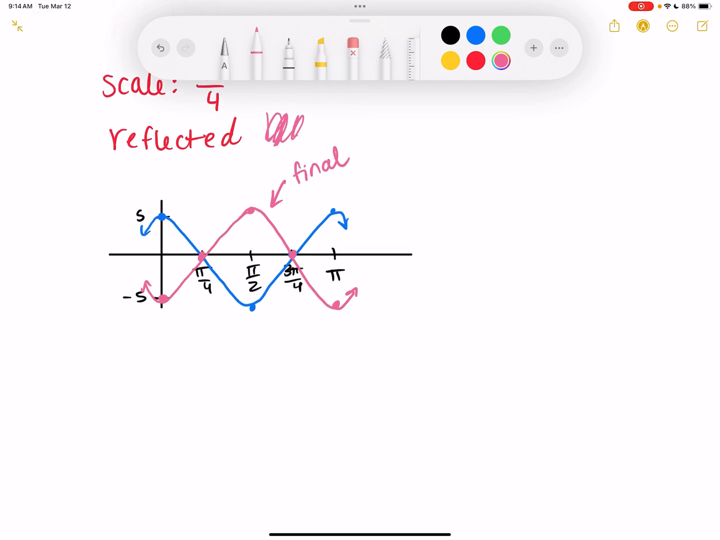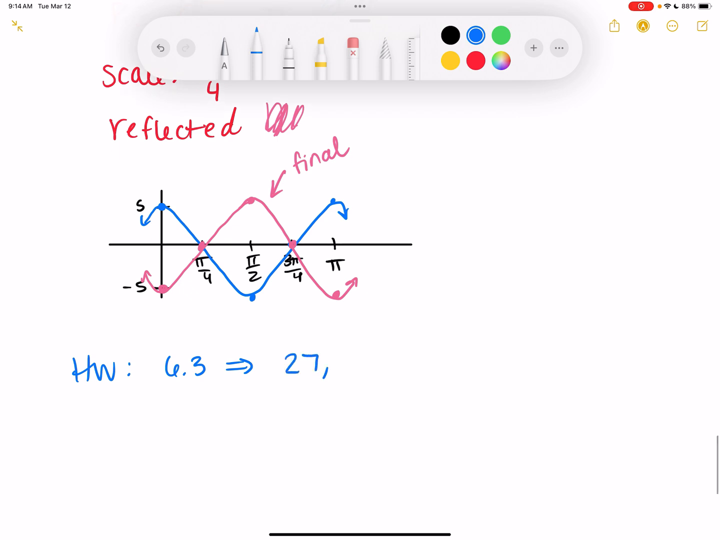So problems from 6.3, I want you to do number 27 and 31. One of those is going to be reflected and one is not, so you get some practice with that. I want you to do those so you can make sure you have the general starting point before we add on the next step of them getting a little bit more difficult.